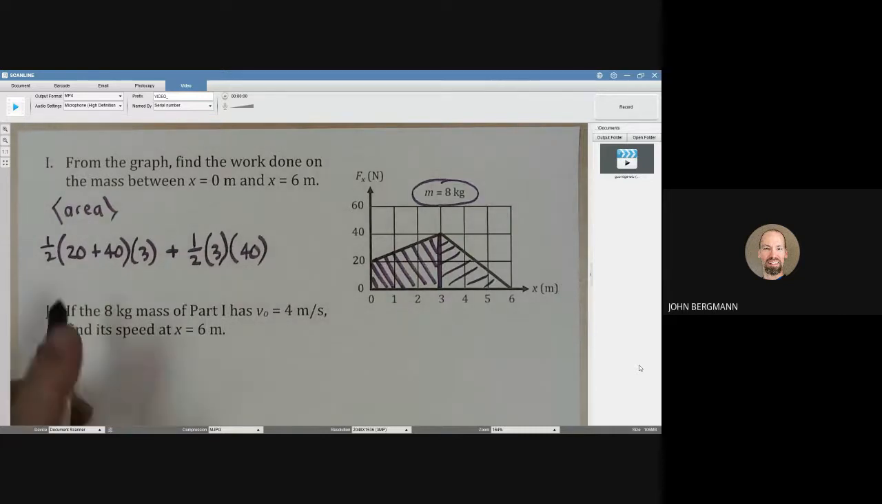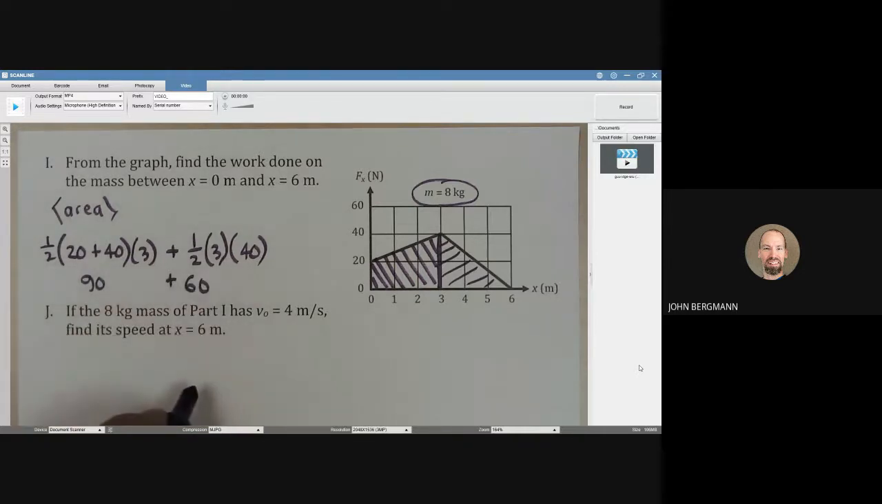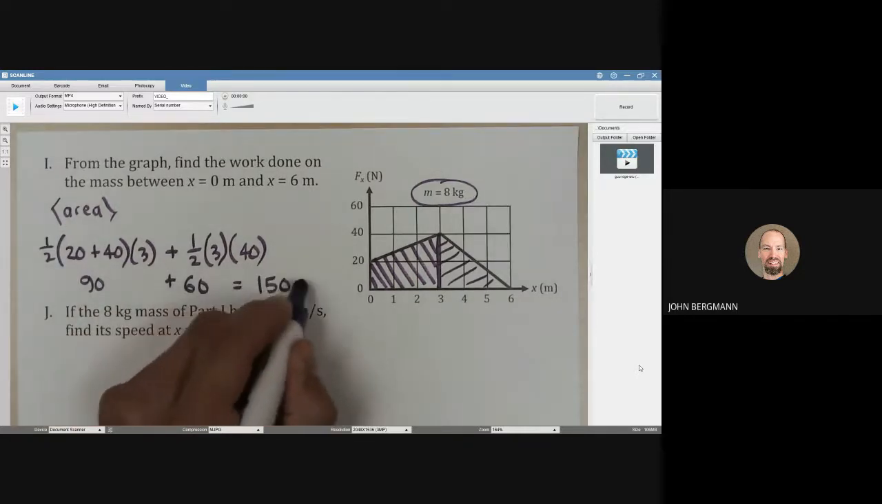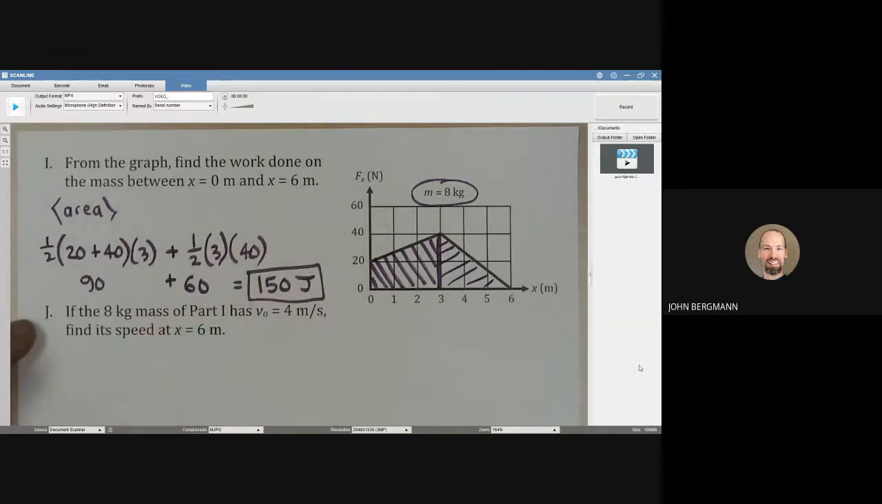All right, what does this come out to be? 60 divided by 2 is 30 times 3, so that's 90, and the triangle is going to be 60. So I'm thinking 150. 150 joules worth of work was done on this mass.